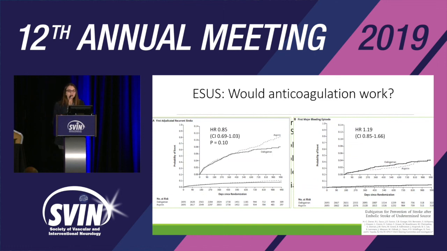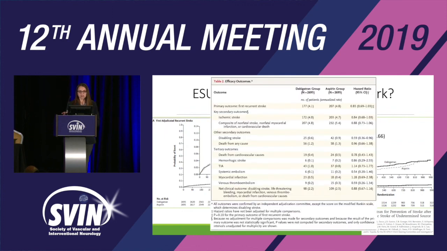The primary outcome, any recurrent stroke, there was no significant difference, and the rate of major bleeding was also similar between the dabigatran and aspirin groups. Again, here's the data to look at. The primary outcome, any recurrent stroke, and here are the secondary outcomes as well.